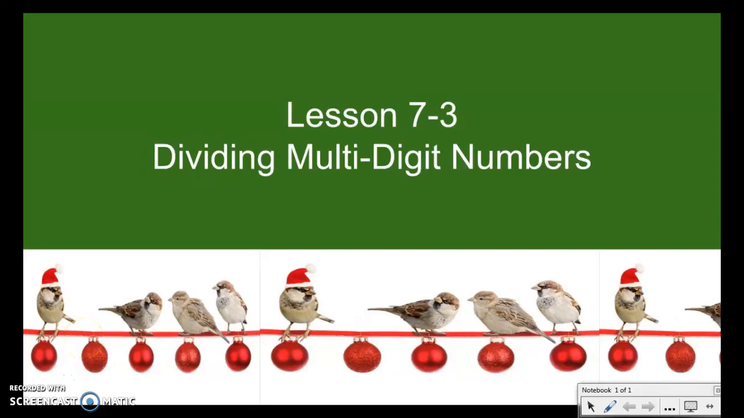Okay, so in today's section, we will be starting Lesson 7-3, which talks about dividing multiple digit numbers, or multi-digit numbers. Multi is just a short way to say multiple, which means more than one. So for example, we have multiple birds on this slide, okay? So multi-digit numbers is basically saying there's going to be more than one digit, more than one number in the problem.